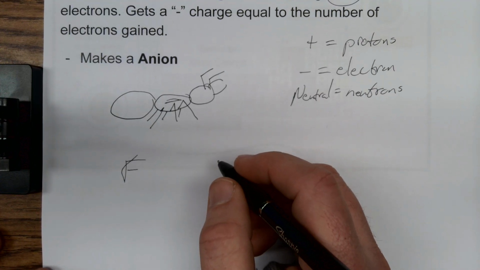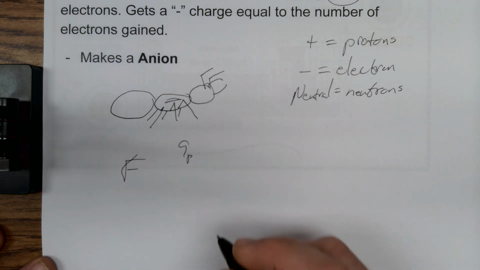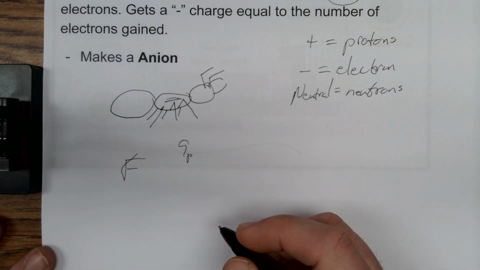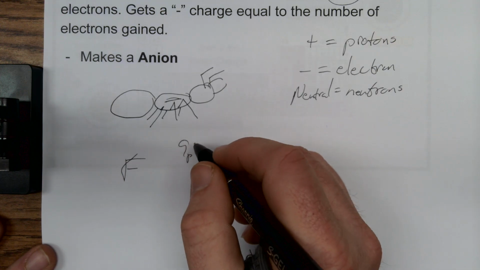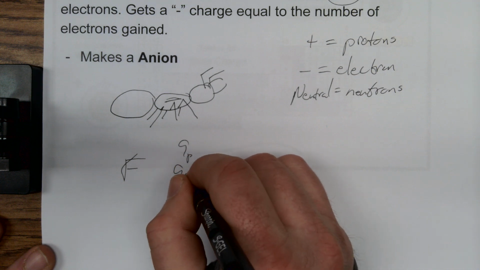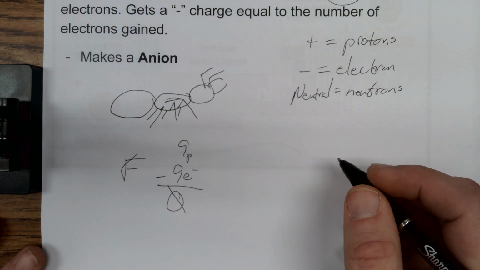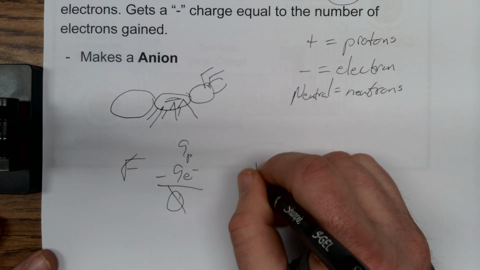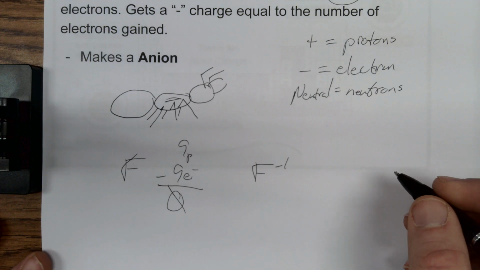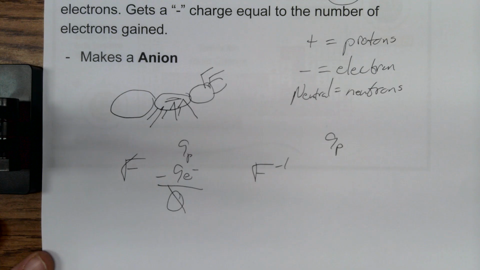So, fluorine normally has 9 protons. I look at my periodic table, I see that there is no electrical charge on neutral fluorine. So it means that my positive subatomic particles have to equal my negative subatomic particles. So 9 minus 9 gives me 0 net charge. But when my fluorine adds that electron, the number of protons stays the same, because remember, the number of protons is our atomic number, and that's how we identify which element is which.